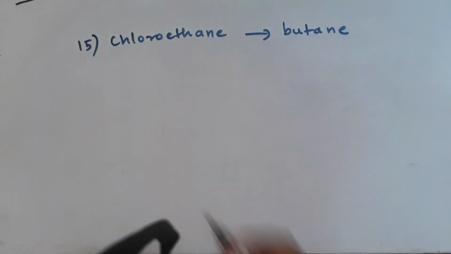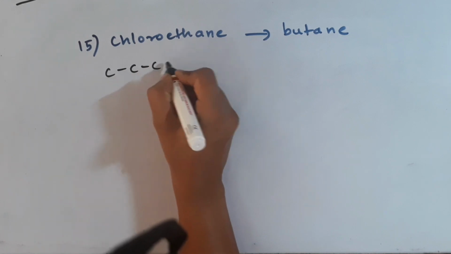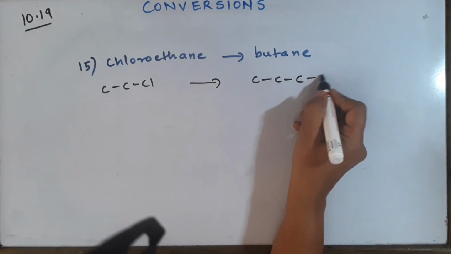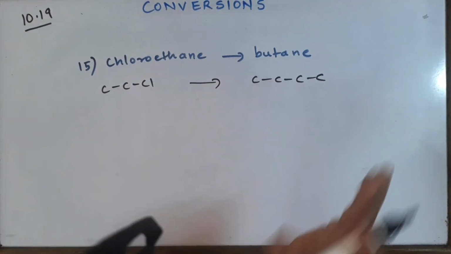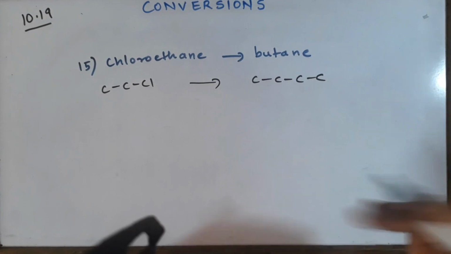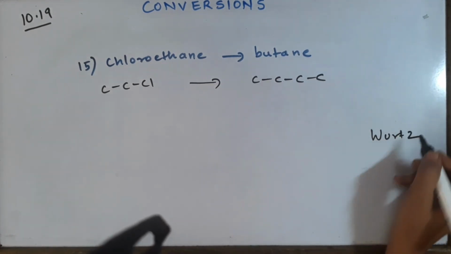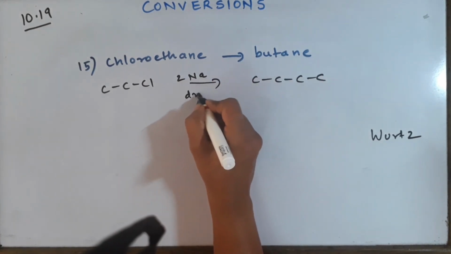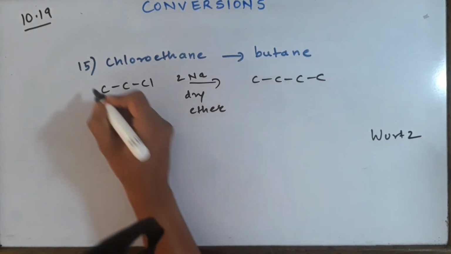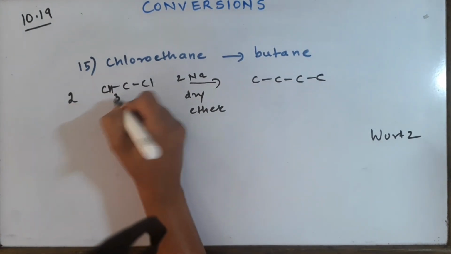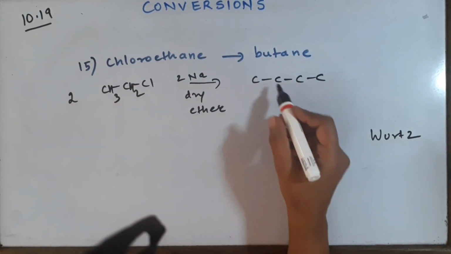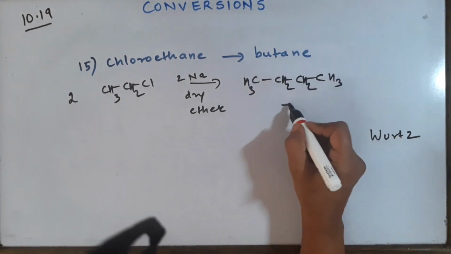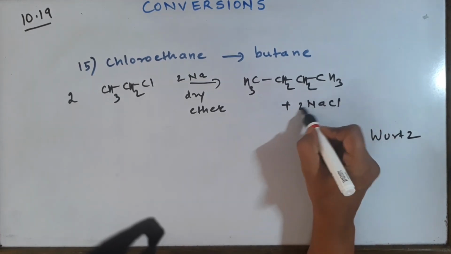Chloroethane to butane, the structure is 1, 2, 3. Sorry, chloroethane is this, and butane is going to be 1, 2, 3, 4. 2 carbons, 4 carbons, doubling. Reminds you of Wurtz reaction. So it's the simplest reaction we have ever seen. Just add sodium and dry ether. 2 times we have to take this CH3CH2Cl and sodium dry ether. So we'll get butane, CH3CH2CH2CH3, plus sodium chloride as a byproduct.